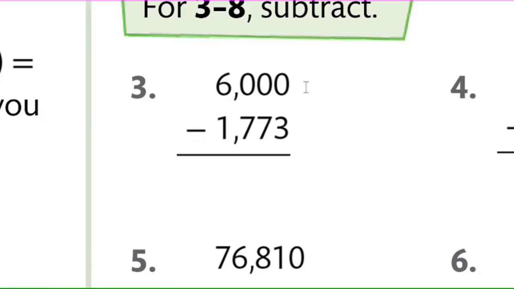So here we go. 0 minus 3. For this one, we are going to say regroup, because we cannot do 0 take away 3.